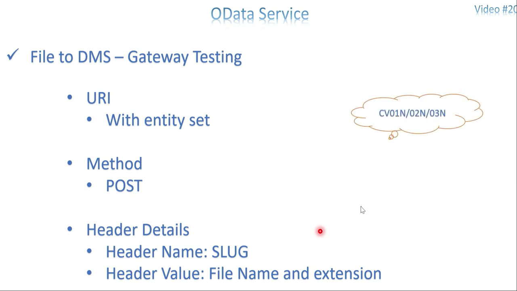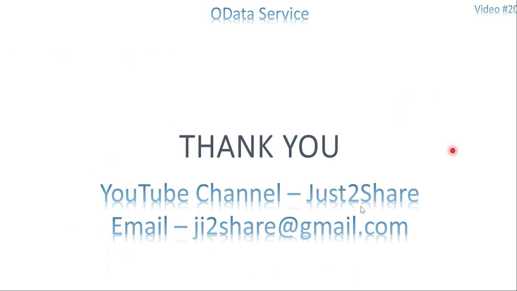These are the transactions for DMS server activities. CV01N is used to create any document in the DMS server, 02 for change, and 03 for display. So after our testing in the gateway client, we are going to use CV03N to make sure the particular document is uploaded correctly in the DMS server. That's it. This is the overview of how to receive the file and how to add it in the DMS server.